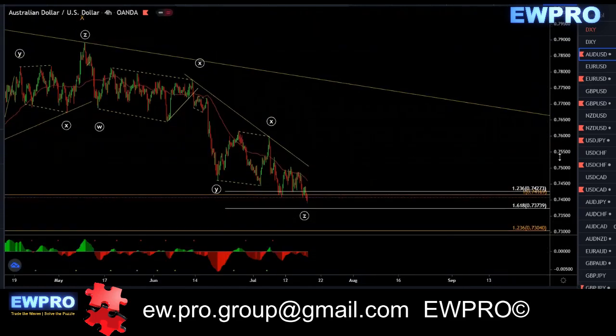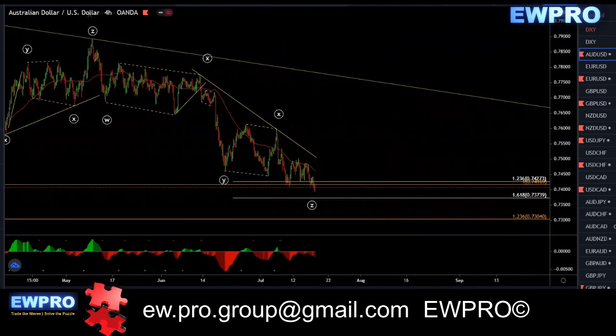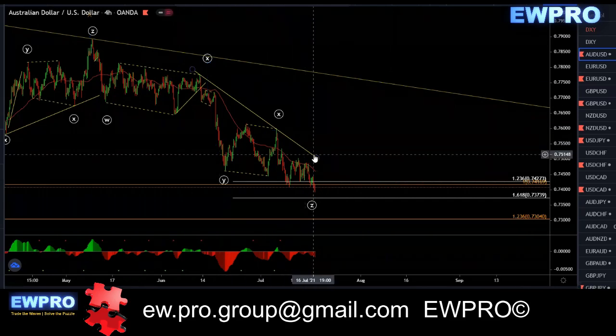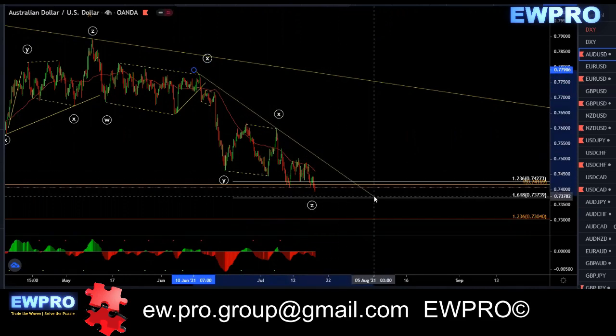If we look at the H4, it's pretty much played out exactly how we're looking at it. We've got that WXY, looking at that as X2, hit the first target, and it may come down and hit that second target on wave Y. Wave Z, sorry. We're still within this trend line.